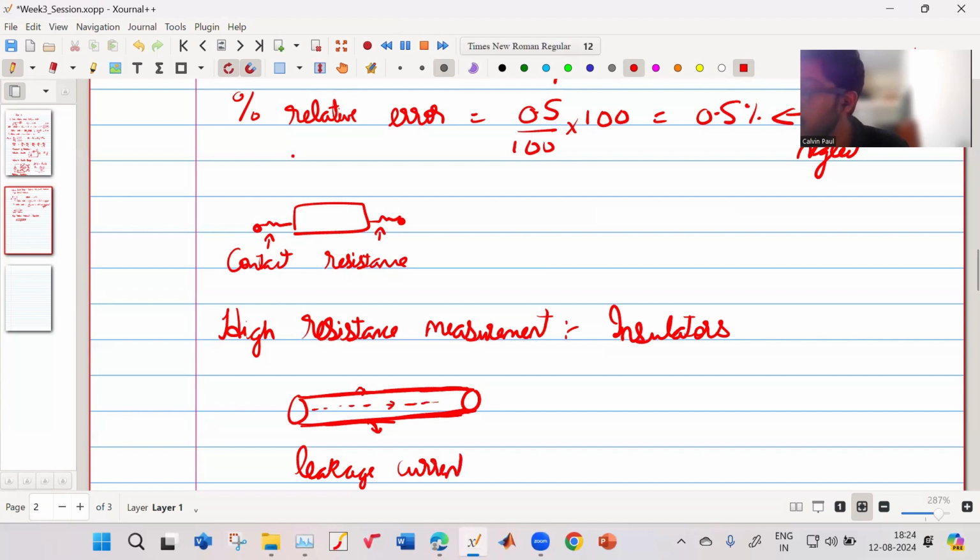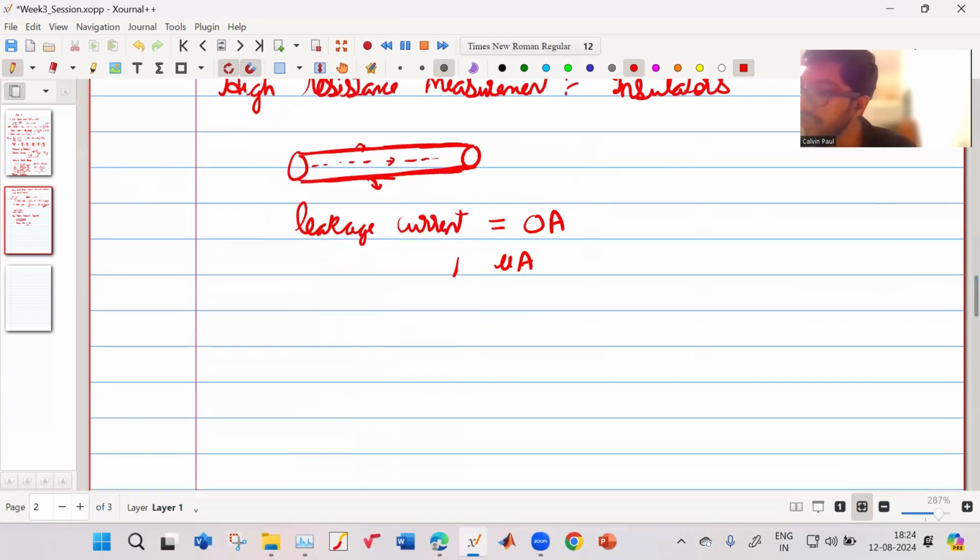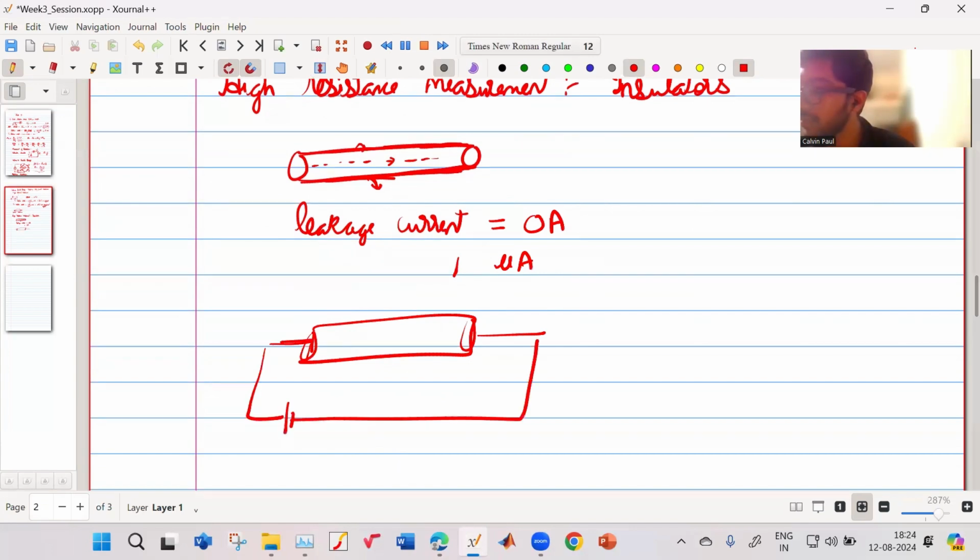Ideally this leakage current should be 0 ampere, but it may be in terms of microampere, maybe 1 microampere. There will be some certain leakage current, and we want to know how much it is. So we have, say, a resistor, maybe some cable, and we apply some voltage and also have an ammeter to check. There will be some current which will flow.